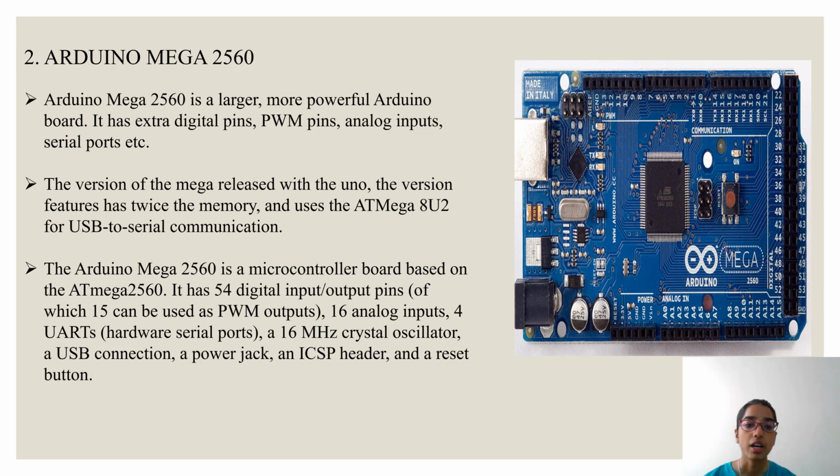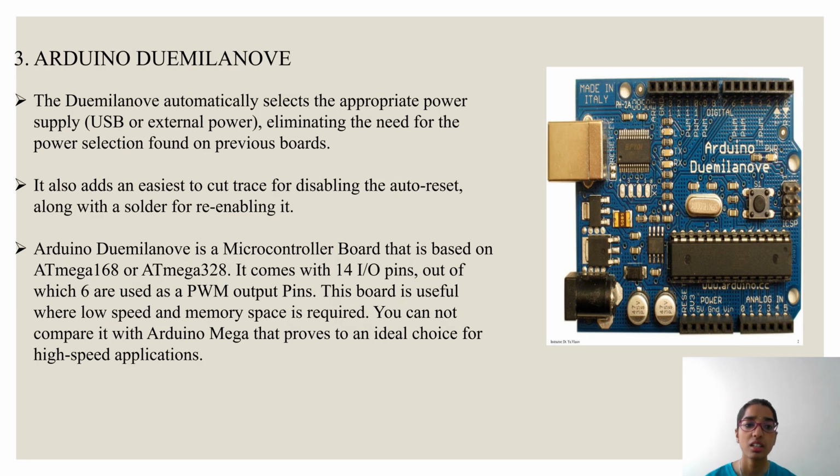The Arduino Mega 2560 is a microcontroller board based on the ATmega2560. It has 54 digital input-output pins, of which 15 can be used as PWM outputs, 16 analog inputs, 4 UARTs (hardware serial ports), a 16 MHz crystal oscillator, a USB connection, a power jack, an ICSP header, and a reset button. Third type is Arduino Duemilanove.